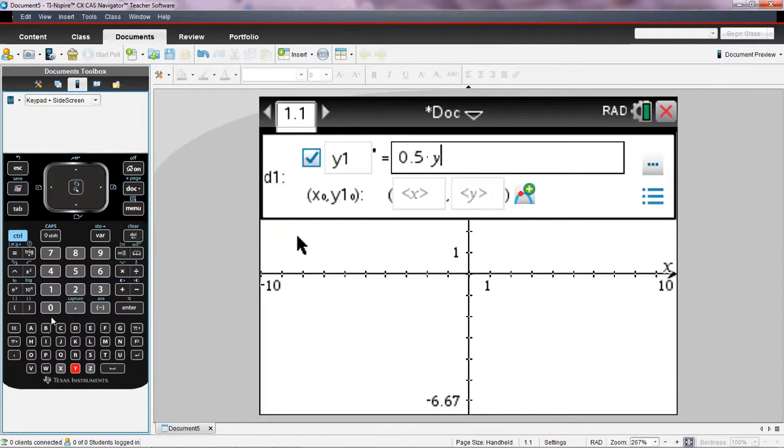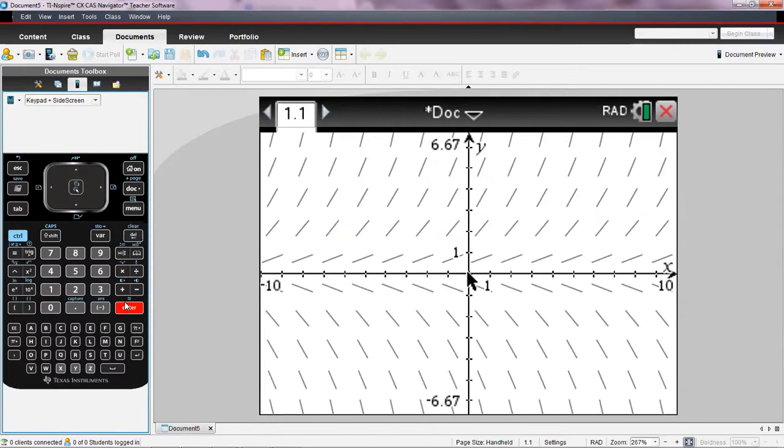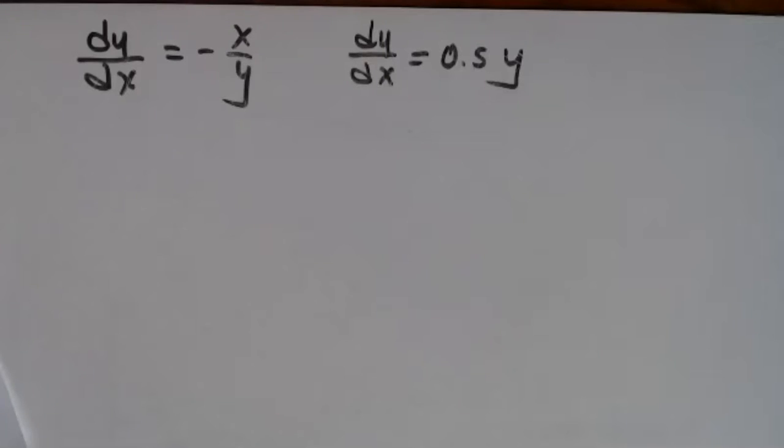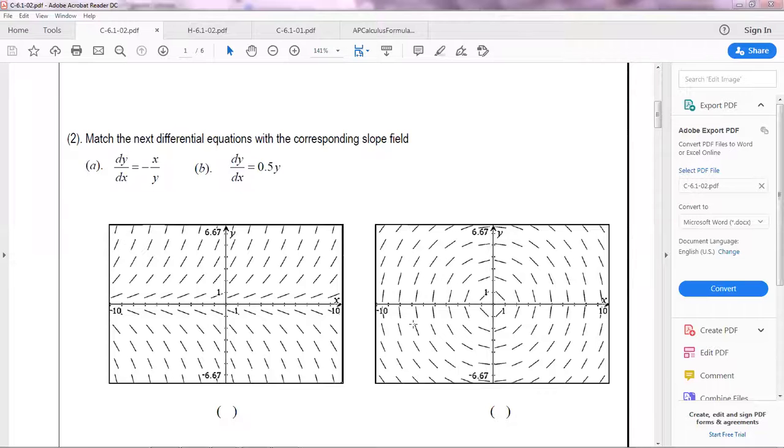Y1, let me see, here is y1. It's very important you put the times, okay? y1. Press enter, and then you get your slope field. Now, if you check your assignment, right? You check your assignment right here, you can identify the slope fields.